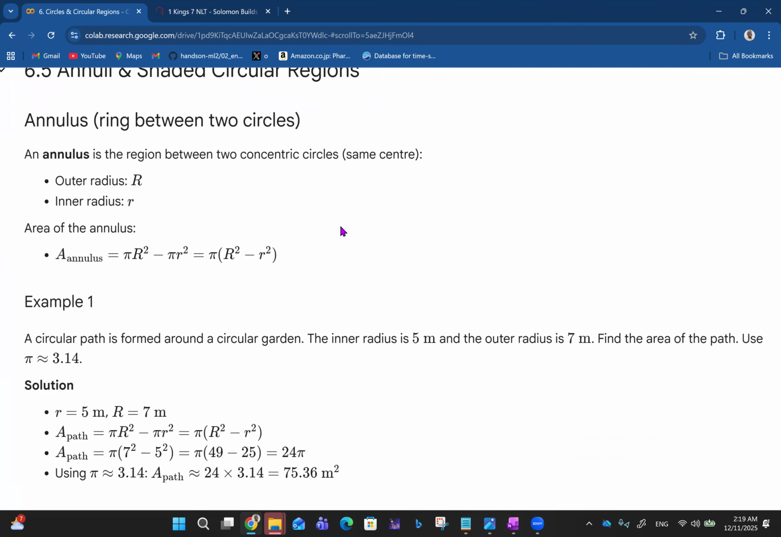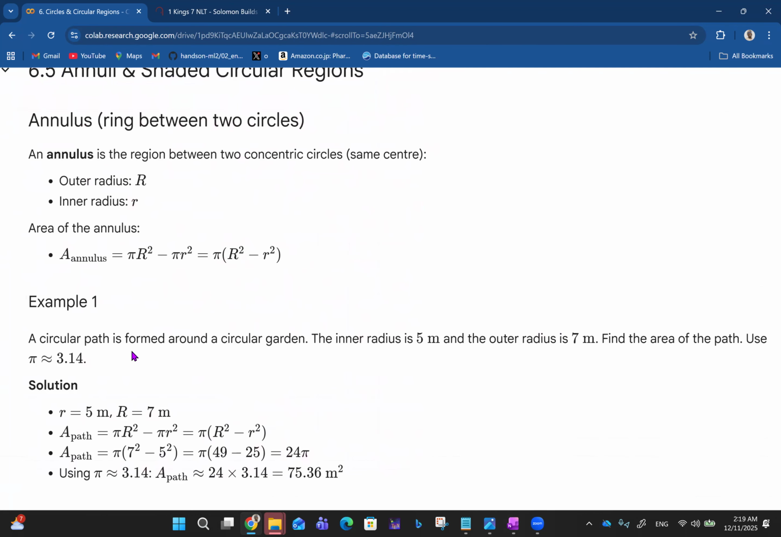So look at this now. A circular path is formed around a circular garden, right? The inner radius is 5 meters and the outer radius is 7 meters. Find the area of the path. Use pi to be 3.14. So small r is 5 meters, big R is 7 meters. The area of the path will be pi big R squared minus pi small r squared. That's pi into R squared minus r squared.